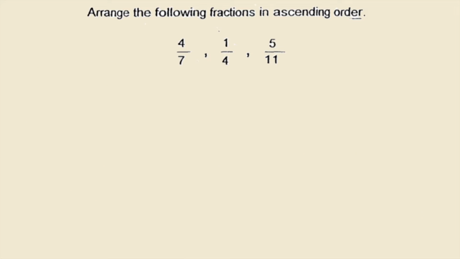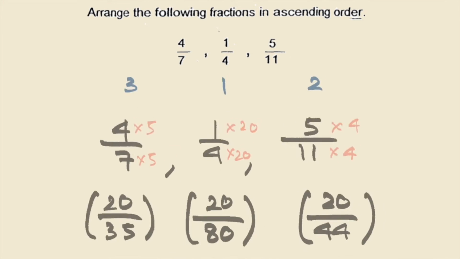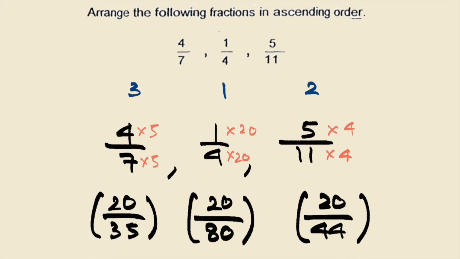Arranged in ascending order, we have none of the numerators and the denominators the same. So let's decide, shall we change 4, 1, and 5? Or should we change 7, 4, and 11? I think the numerators are easier to convert. So let's turn all the numerators to 20. I'm going to multiply by 5 to get this. Multiply by 20, get this. Multiply by 4, get this.